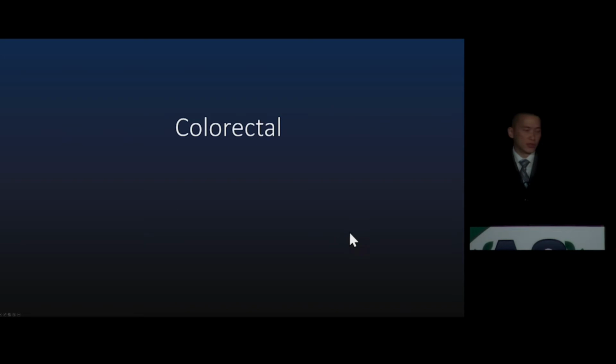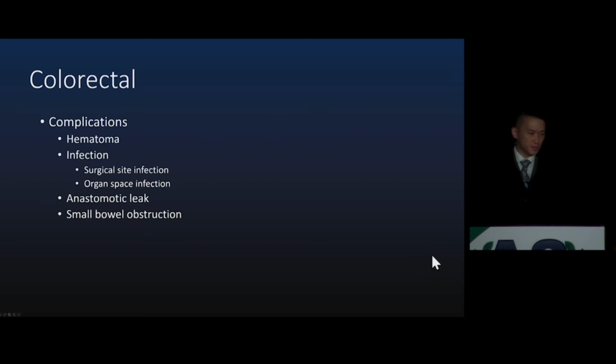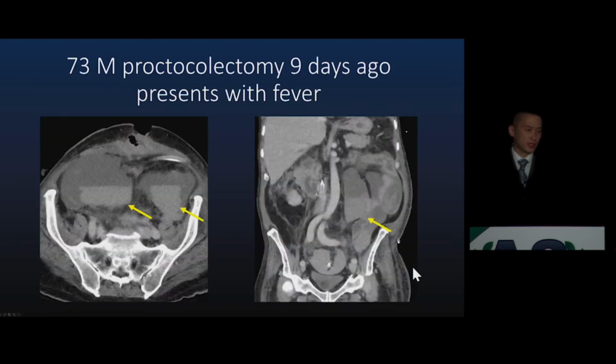We'll start with colorectal surgery, although I would argue that a lot of these complications can be generalized to all resection in general. So here again are the complications: bleeding, infection. Some other things include anastomotic leak and small bowel obstruction. Here's our first case. Postproctal colectomy presents with fever.